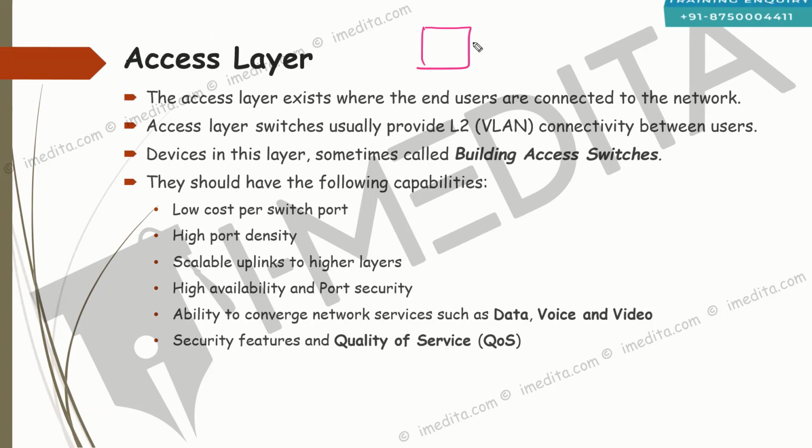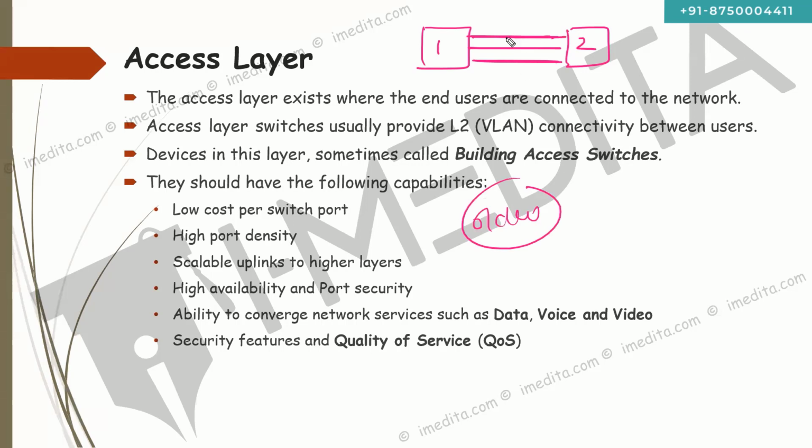Converged network, see, in earlier days, for dedicated types of traffic, we used to have a dedicated link. For example, for the voice traffic, I'm going to have this link. For my data traffic, I'm going to have this link. For my video traffic, I'm going to have this link. So in the earlier network, we used to have a dedicated link for each type of traffic, such as data traffic, voice traffic, video traffic.